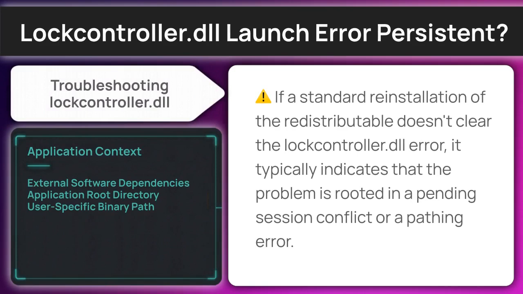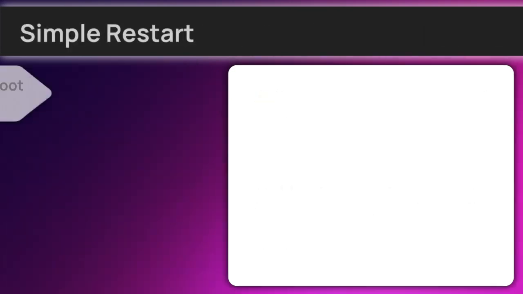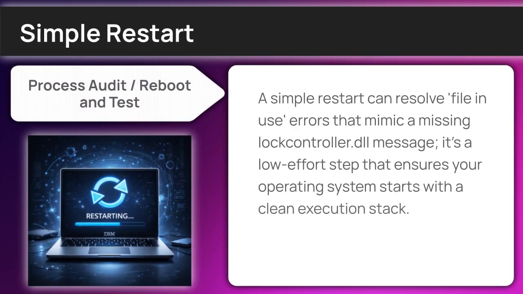When a fresh installer fails to clear the error, it typically points toward a deeper conflict within the Windows execution layer. A system reboot is a reliable way to clear away zombie processes that might be interfering with Lockcontroller Library. It's a low-impact step that ensures your operating system is starting with a synchronized environment.